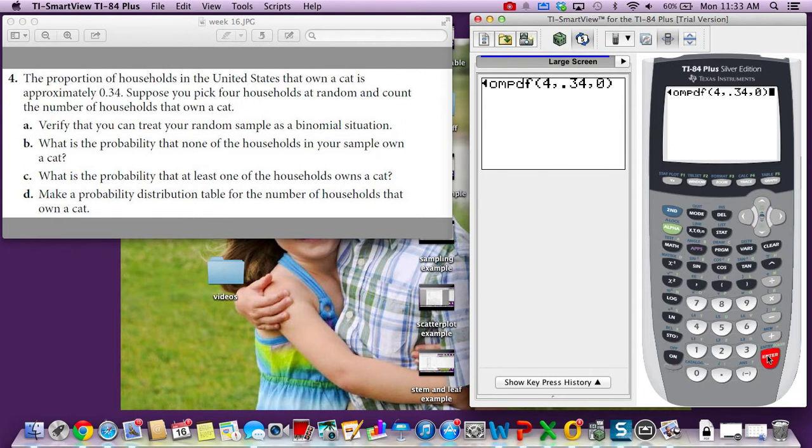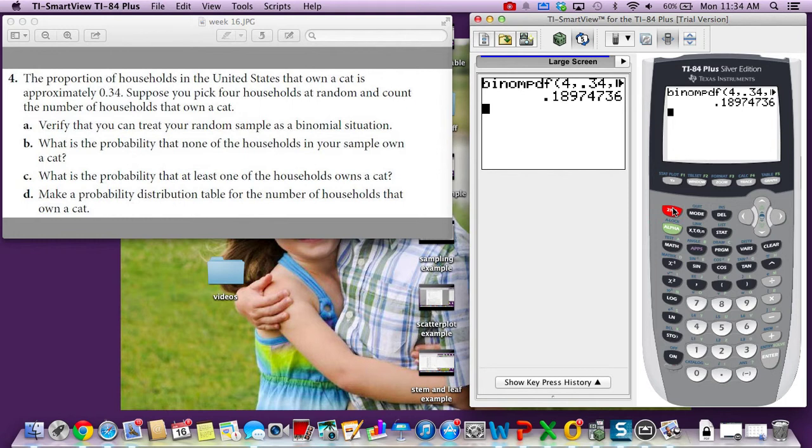If you have a calculator that's not a Plus Silver, it doesn't have those fill-in spots for you. What you're going to enter is your total trials, 4, comma, the probability of a success, 0.34, comma, the number of successes you're looking for. You'll just hit enter, and our probability that none of the households in your sample own a cat is 0.1897, or 0.19.